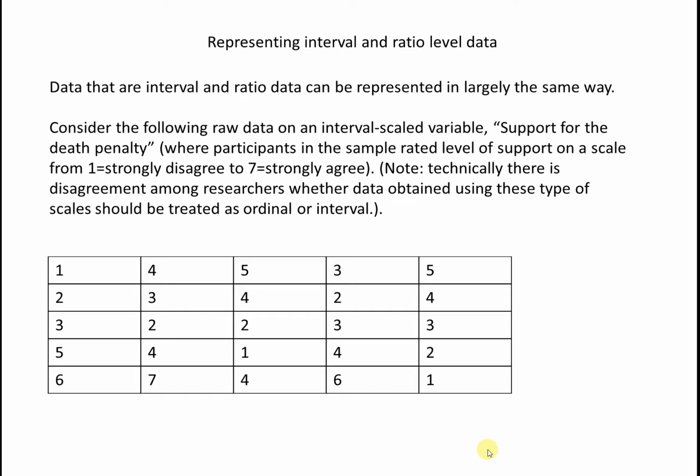So let's look at some raw data, and we're going to treat this variable, support for the death penalty, as being an interval scaled variable. Participants in this study rated their level of support for the death penalty on a scale from 1 to 7. I do want to note, technically there's disagreement among researchers whether these types of scales should be treated as ordinal or interval. Frequently, survey researchers will treat these types of scales as intervals. So that's what we're essentially going to be doing in this demonstration.